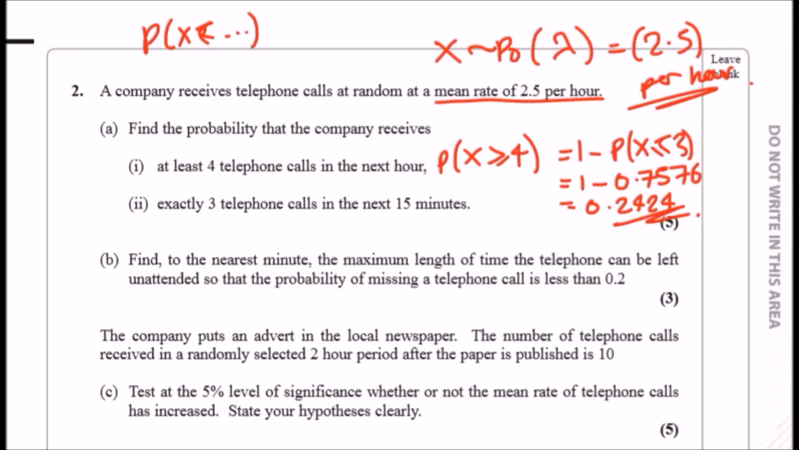Now part 2: exactly 3 telephone calls in the next 15 minutes. So this is the probability that X equals 3 in the next 15 minutes. This is a new distribution. Notice how the original was per hour. This is 15 minutes, so this is 4 times less, so you have to divide by 4 to make it correct. In your calculator, do 2.5 over 4. This gives a mean rate of 0.625. So now we have a new distribution, a Poisson with mean 0.625 per 15 minutes. Always note these down.